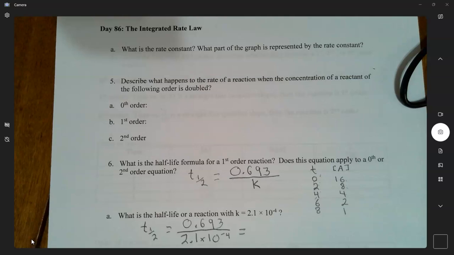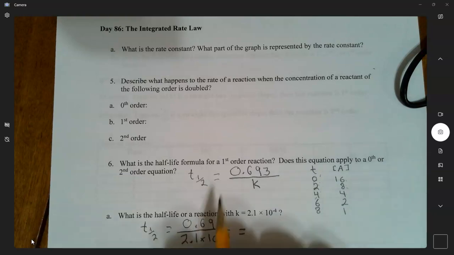First order, if you double the concentration of a reactant, you double the rate. So you have twice as many molecules, so they're going to smash together twice as often, and the reaction is going to move twice as fast. That's the way to think about it. For second order, that's going to be a function of a square, the reactant raised to the second power. So if you double the concentration of a second order reactant, you will quadruple, 4 times, the rate.